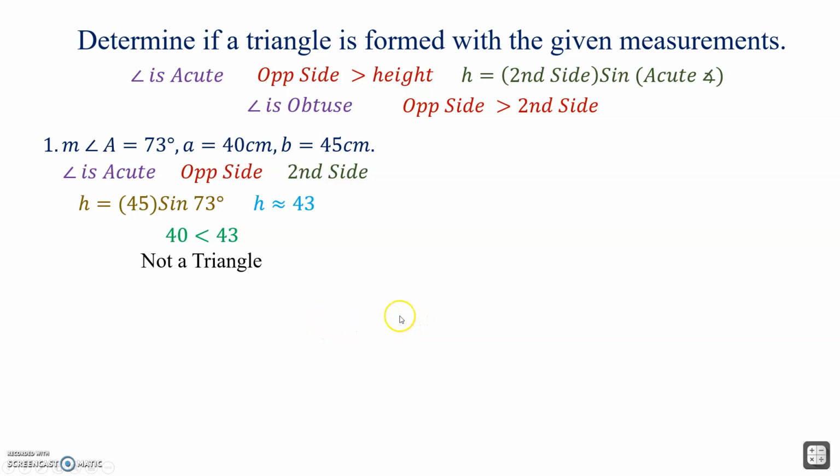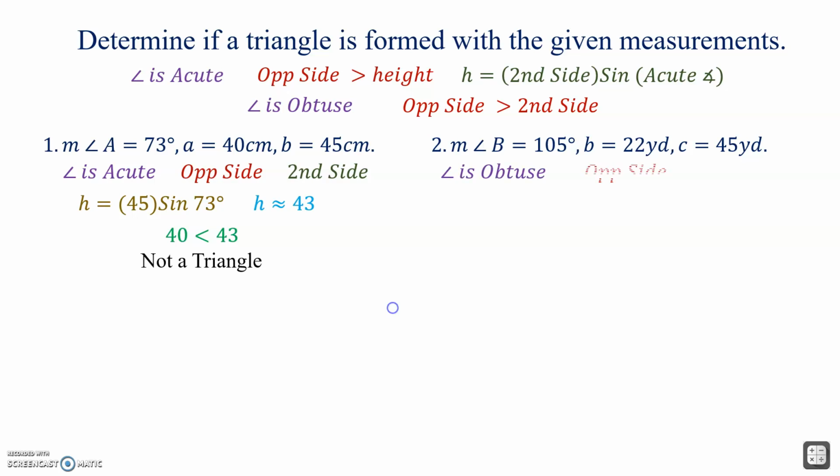All right, second example. It says the measure of angle B is 105 degrees, lowercase b is 22 yards, and c is 45 yards. So we've been given an obtuse angle. The opposite side is our 22, and they gave us the second side. Because the 22, which is the opposite side, is less than the second side, this is not a triangle.